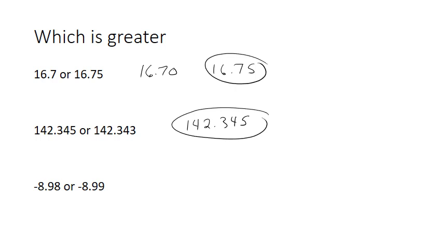So remember, when you're dealing with negatives, you have to think of things backwards. For example, -3 is smaller than -2. So when I look at this, I have -8 and 98 over 100. So I have 98 hundredths, and this is 99 hundredths, -8 and 99 hundredths. 99 hundredths being negative is the smaller of the numbers. My answer is -8.99.